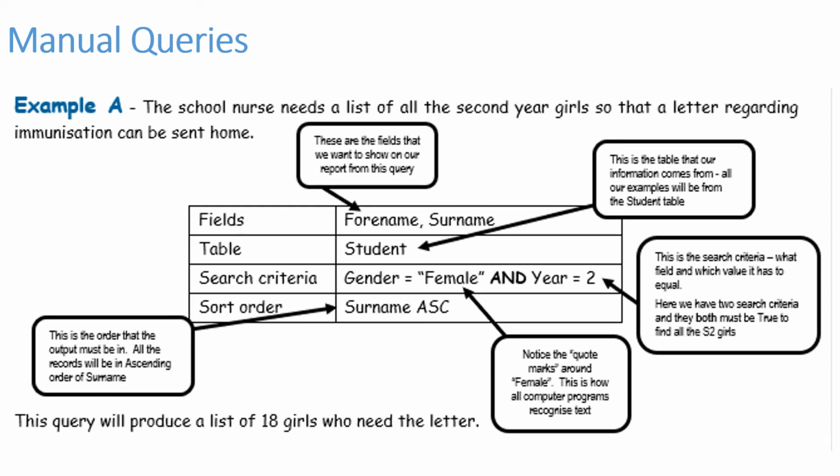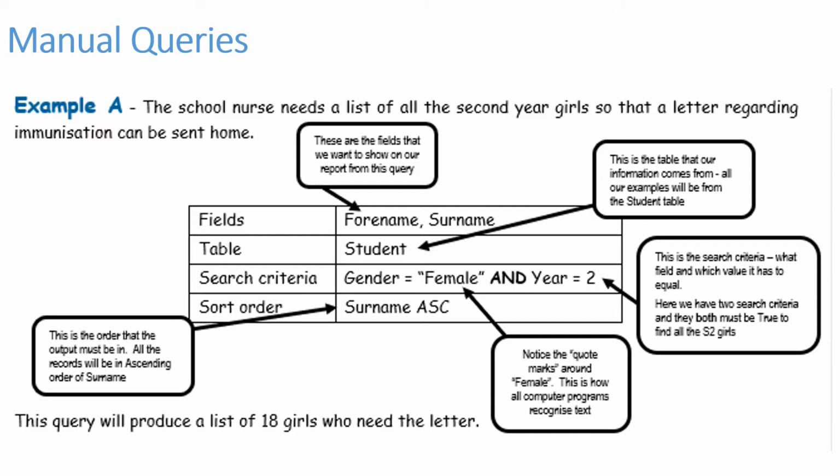Here's the first example. Okay, so using those 2 tables that are in the Lesson 5 Questions document, this is where the scenarios, for example, A and B come from. So the first one here, the school nurse needs a list of all of the second-year girls so that a letter regarding immunisation can be sent home. So from that paragraph or that sentence alone, you should be able to then try and think of what kind of information you want to extract from that database table with the 76 records. Okay, so the nurse needs a list of all second-year girls. So that is all I'm looking for.